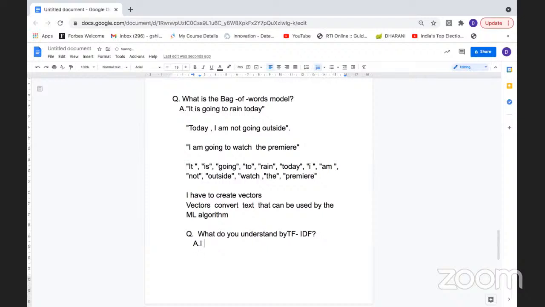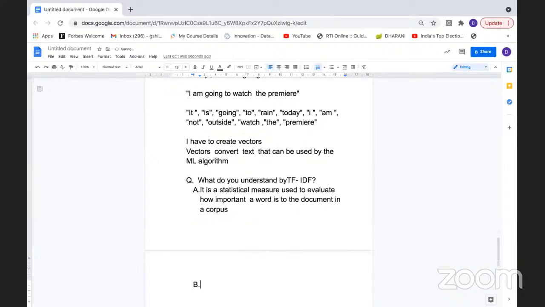So how do you explain this? It is a statistical measure used to evaluate how important a word is to a document in a corpus. The importance increases in proportion to the number of times a word appears in the document, but it is offset by the frequency of the word in the corpus.